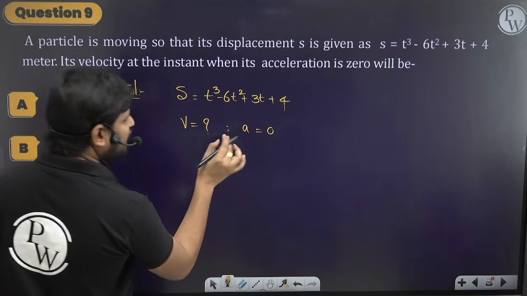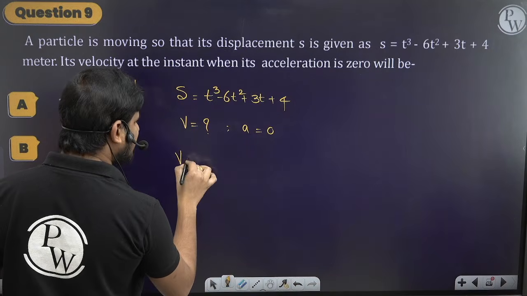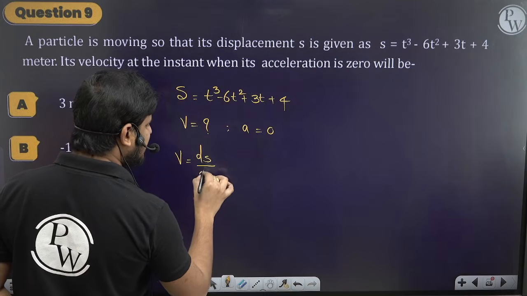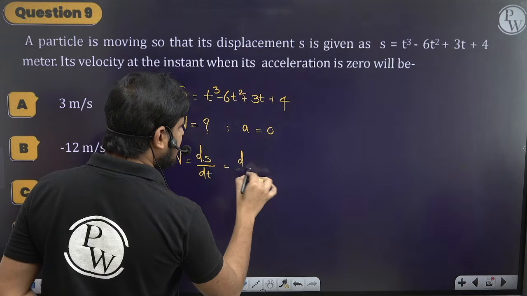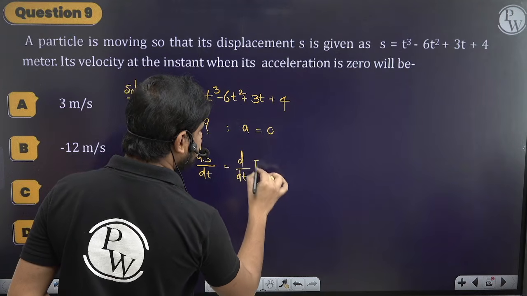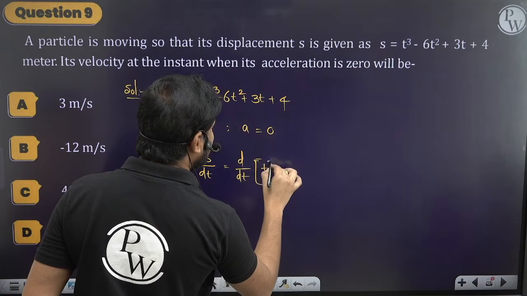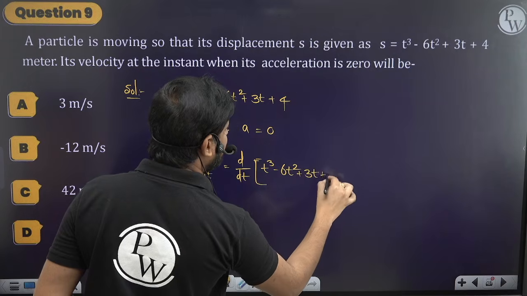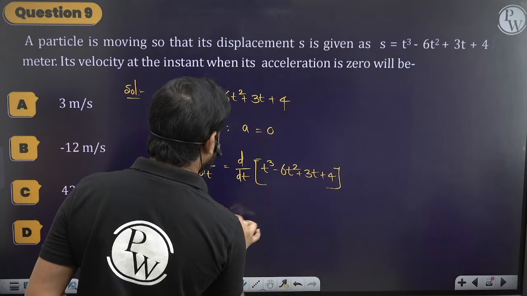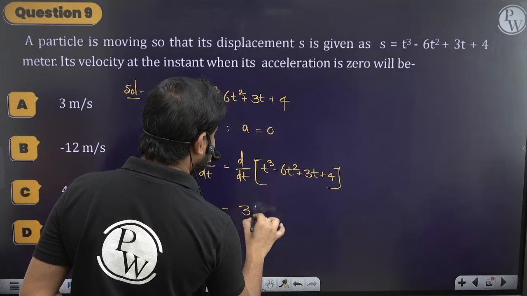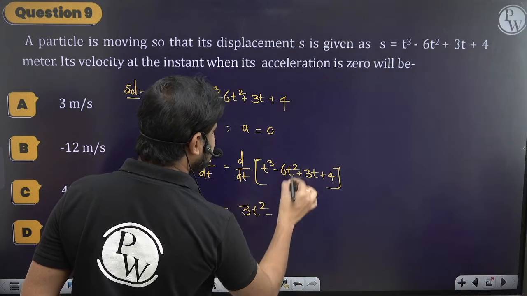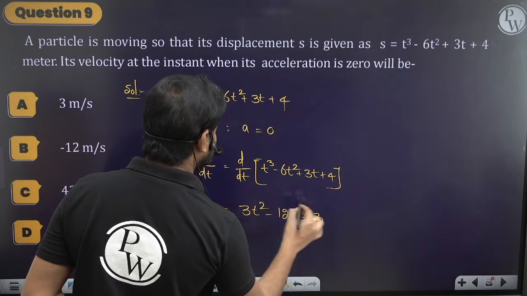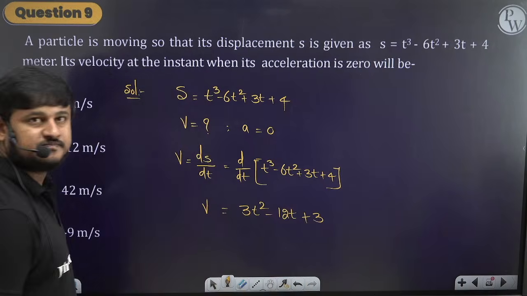Now to find the acceleration, first we need to find the velocity. What is velocity? It is ds by dt, which is nothing but d by dt of displacement. So what is displacement? t cube minus 6t square plus 3t plus 4. Then the derivative is 3t square minus 12t plus 3. So this is the velocity that we got, right?